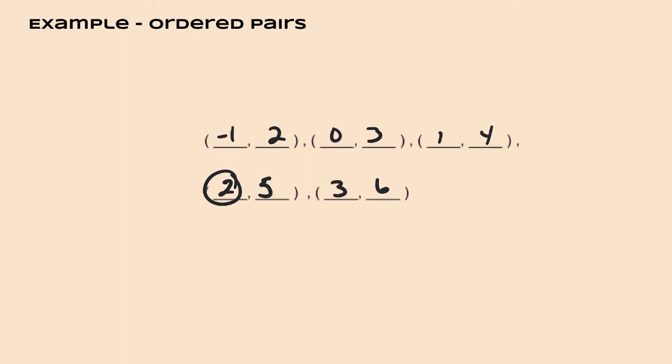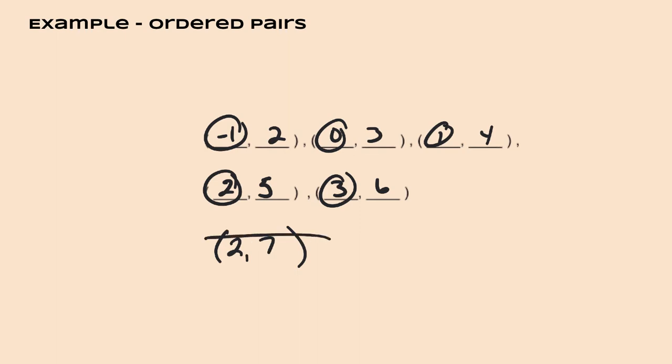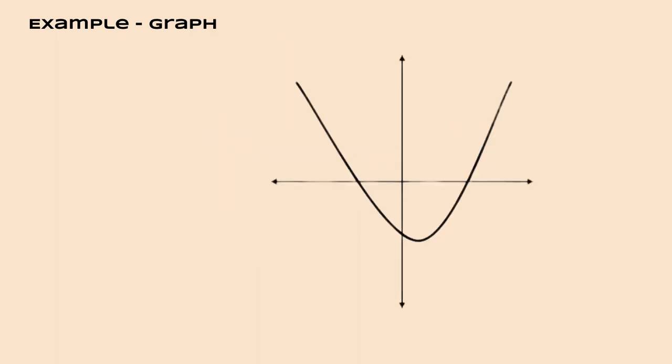And the one way you can check that real quick, we have negative 1, 0, 1, 2, and 3. None of them repeat. Since none of them repeat, this is a function. If I had another ordered pair like 2, 7, then that would be not a function, but this one works out just fine.